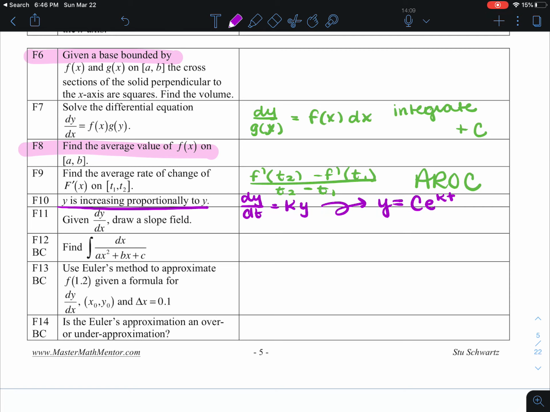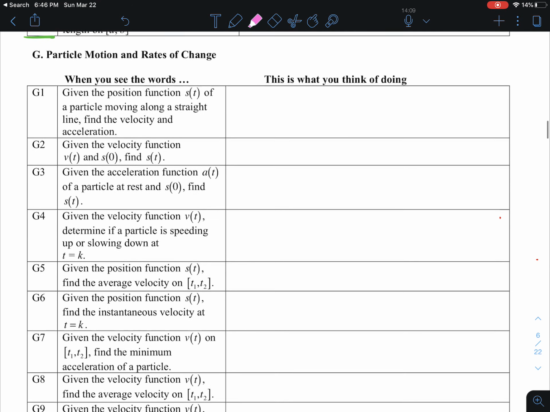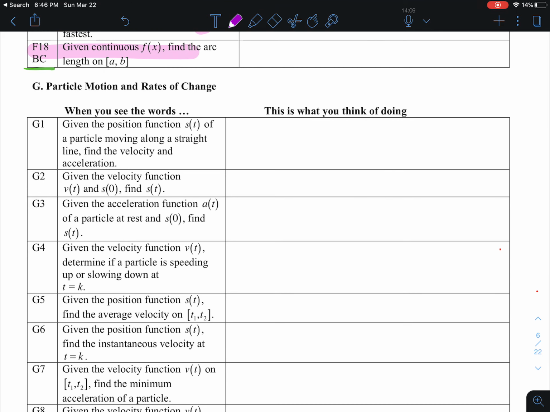As far as drawing a slope field, use the given points. They're going to give you points, and you're going to plug them right into this slope. And then you're going to draw very tiny tangent lines. Okay, F12, 13, and 14 are BC material, so you won't be seeing those, along with 15, 16, 17, and 18. So that's good. That brings us to particle motion. So the rule with particle motion moving forward is it won't be anything that involves integration.